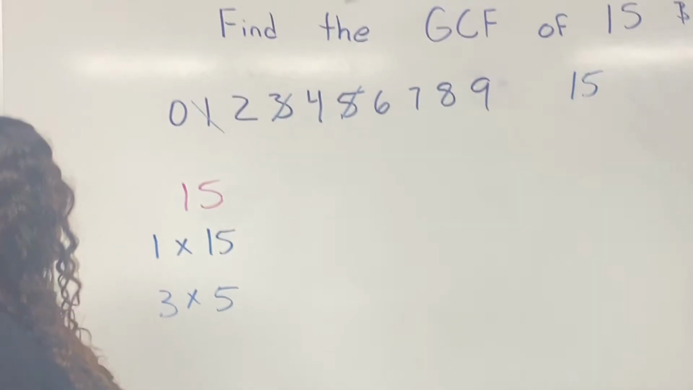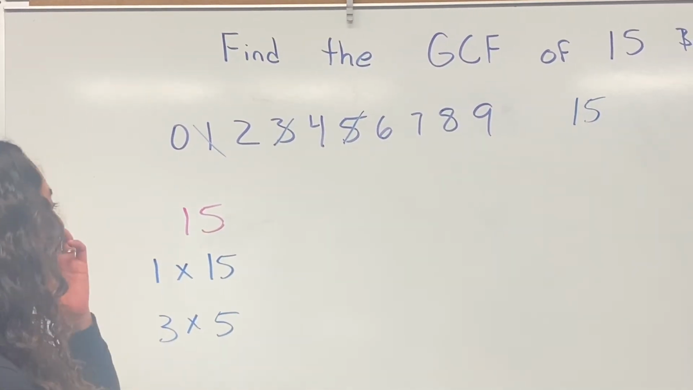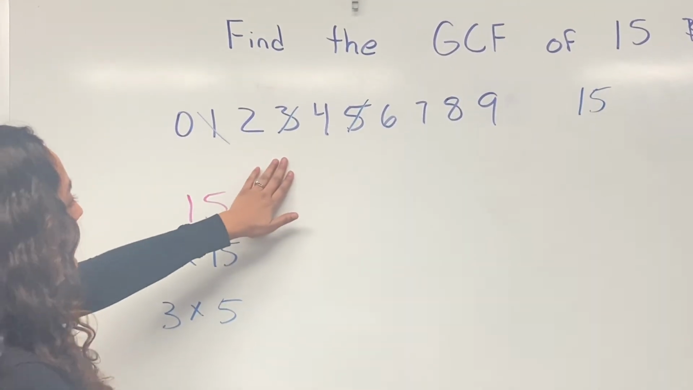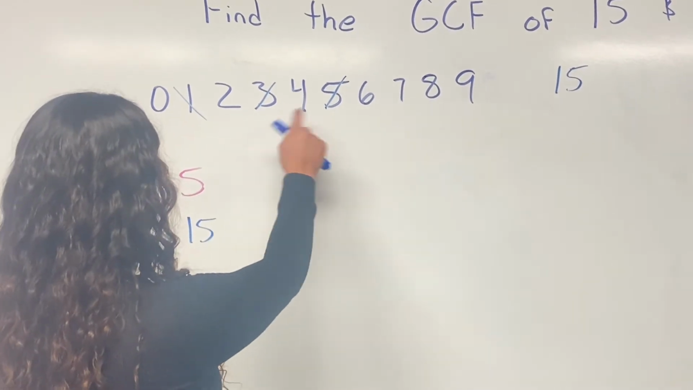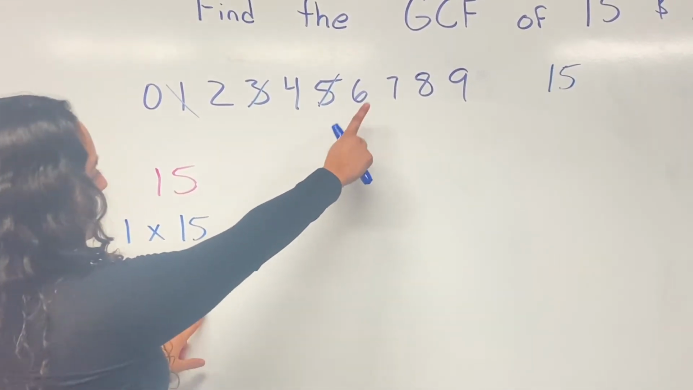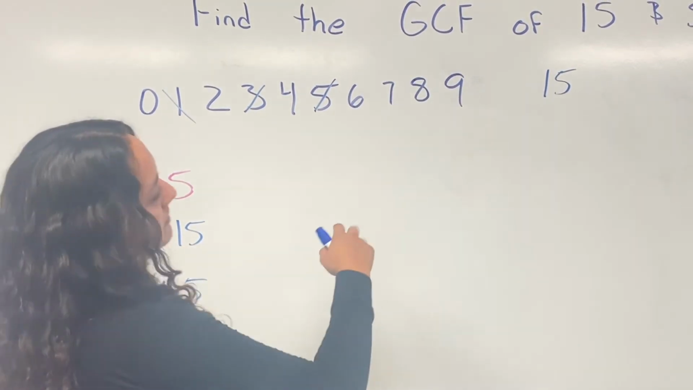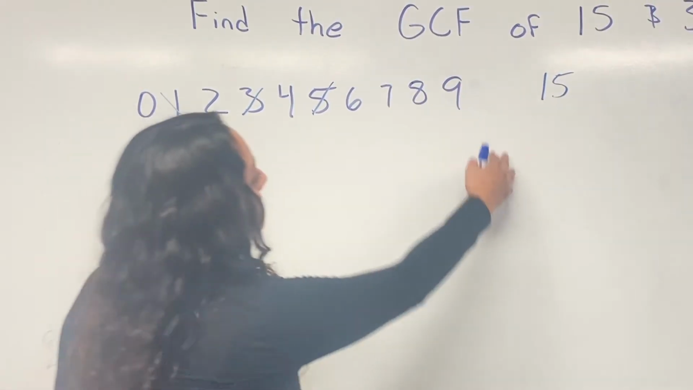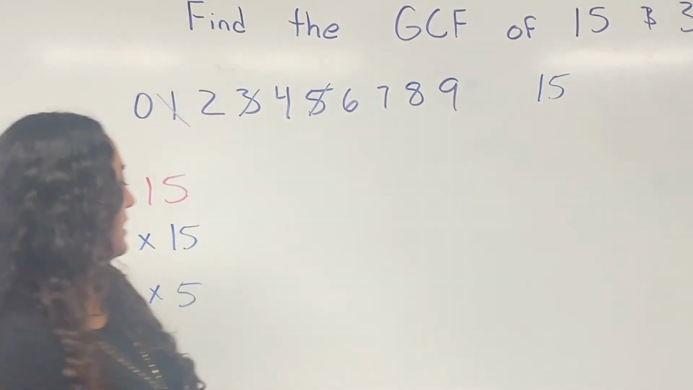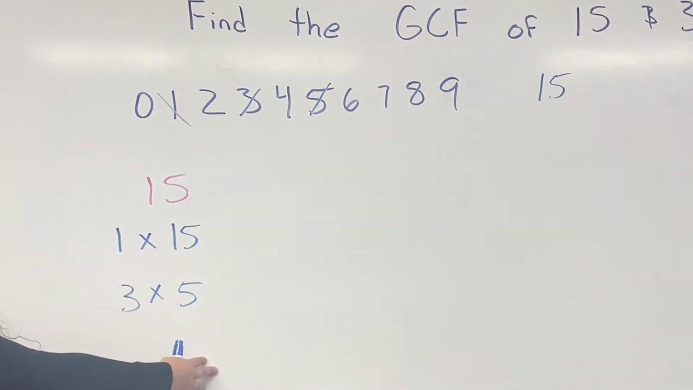Nice job. All right, so 3 times 5 is 15. And then this is where I see my 3 and my 5 that already came together. 6, I know 6 times something's not going to give me 15. 7 times something's not going to give 15. 8, 9, or 10. And I already know 15 is my biggest one, so I stopped there for 15.